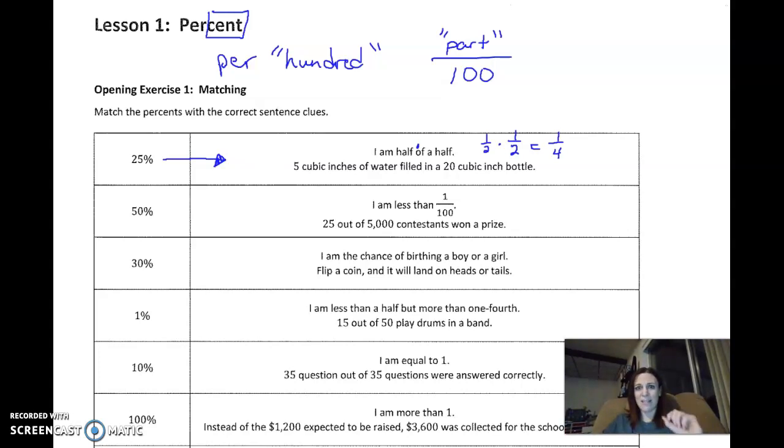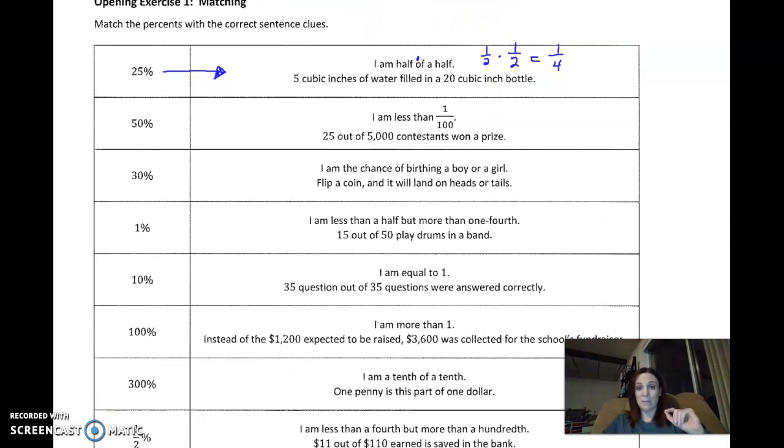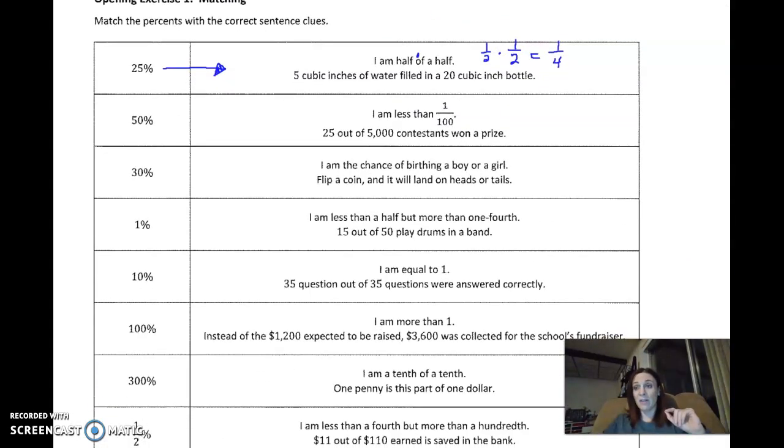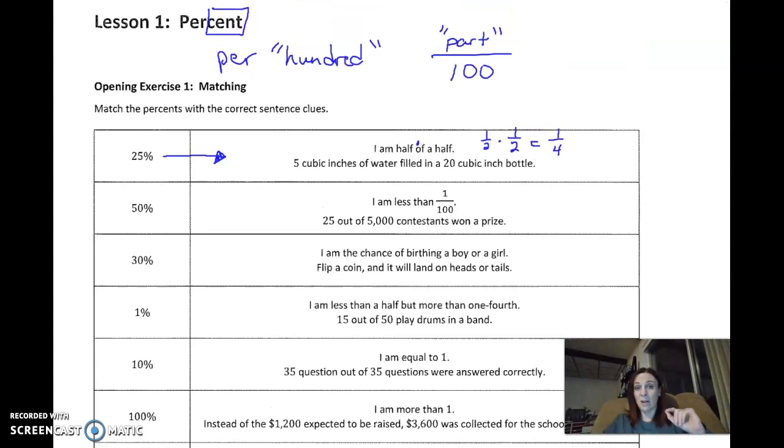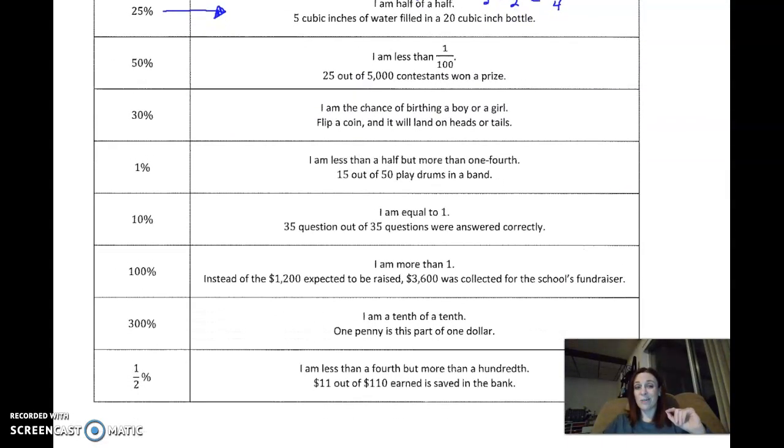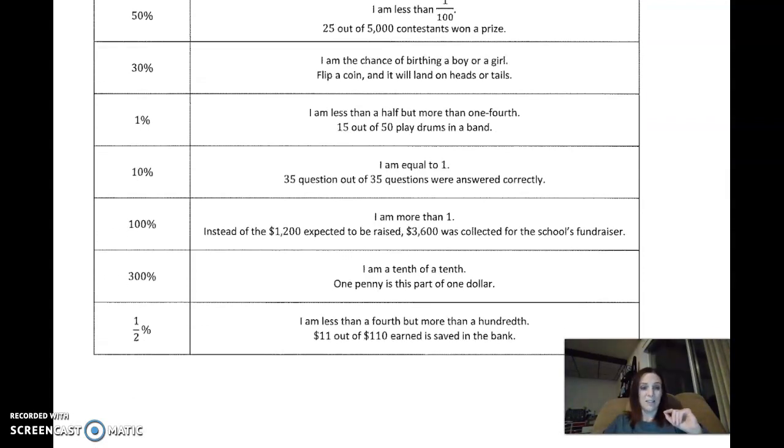I am less than 1/100th. Less than 1 out of 100. That's really small. So 25 out of 5,000 contestants won a prize. So we're looking at less than 1 out of 100, less than 1%, right? Because 1 out of 100, 1 per 100, 1 part out of 100, we're less than that. So which one of these percents is less than 100? This one right here. Okay, so I'm going to take this and draw a line up here because we're matching.